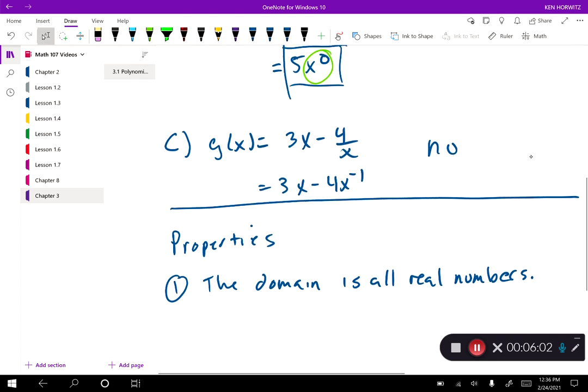But let's look at our not polynomial here. Is this domain all real numbers? The answer is no, because if x were to equal 0, right, the 4 over x would be a problem. So even if you thought, yes, this is a polynomial, you could say, wait, the domain is not all real numbers, hence it can't be a polynomial.